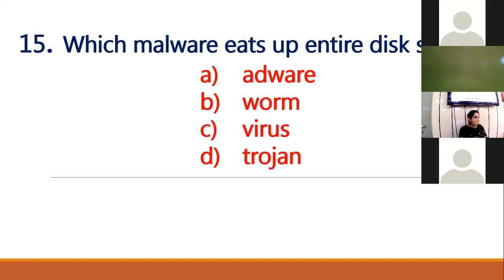Which malware eats up the entire disk space? Why? Because it creates copies of itself and it needs computer networks to spread. So on computer networks, whatever systems are attached, it will be spreading. So it will take up the entire disk space of your system. Okay, so the correct answer is B part, worms.